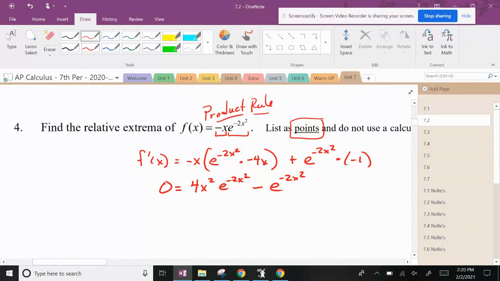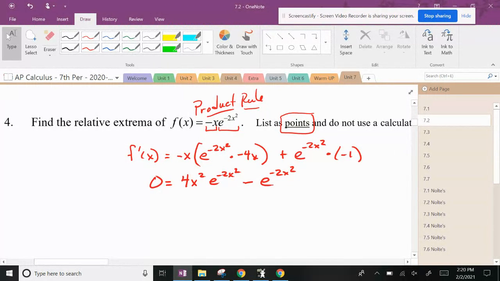Oh, this is where we get exciting. Okay. So, how do we do this? Your calculator? Oh, it says do not. How do you feel about pulling out a greatest common factor? Oh, hey, that's pretty cool. Do you see how they both have an e to the negative 2x squared in them? So I'm going to pull that out like a greatest common factor. So what would be left of the first term? 4x squared. And the second term, minus 1.